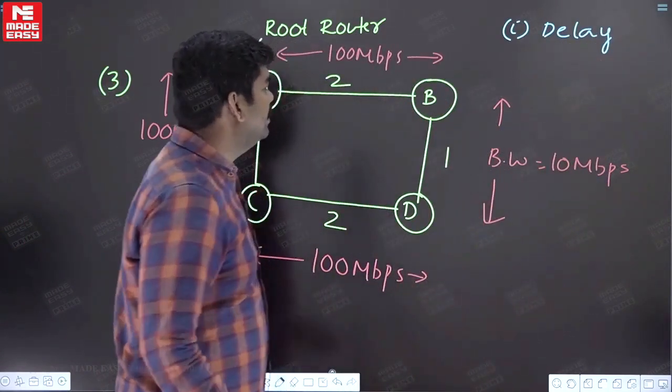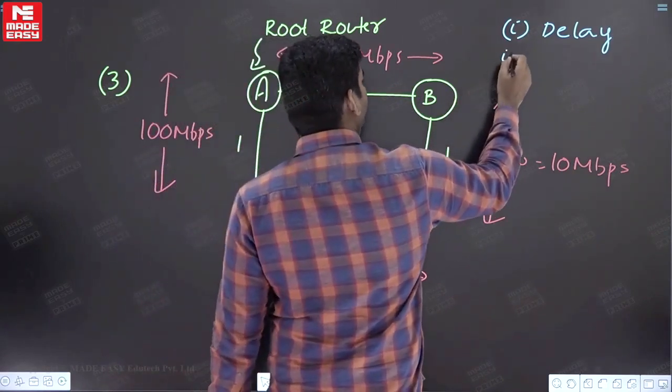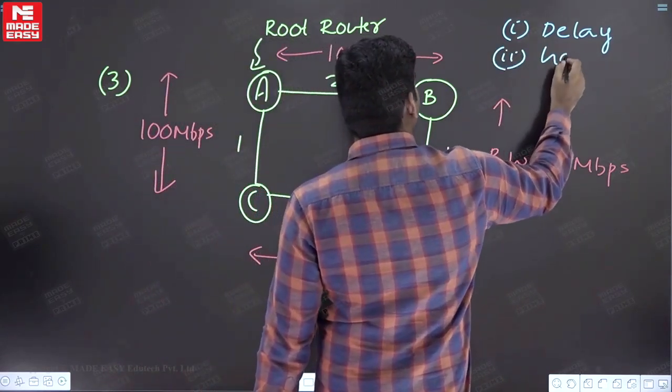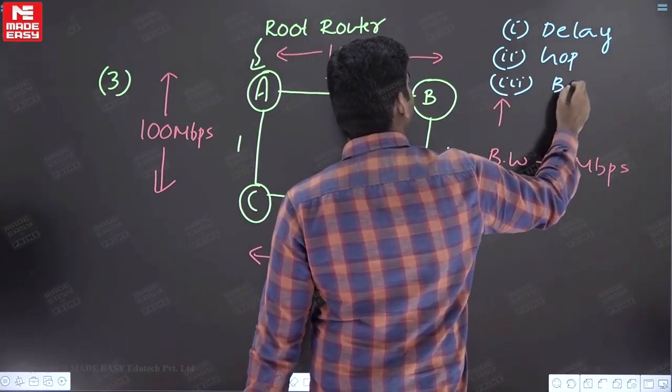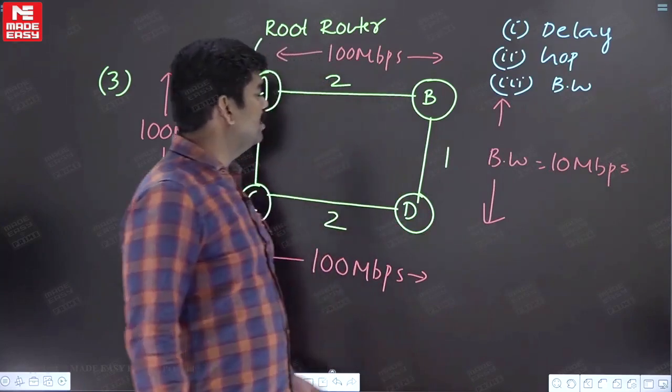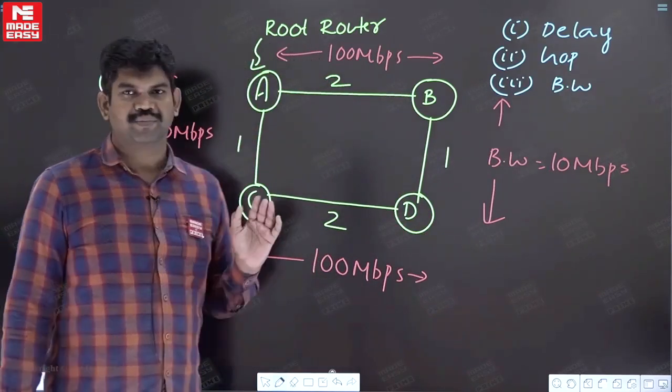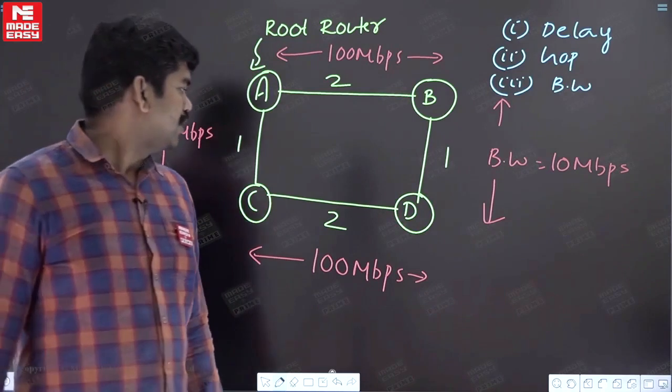First try with a delay. If there is an ambiguity, try with a hop. If you still have ambiguity, then try with bandwidth. So this is the order in which you have to follow for converting this graph into a tree. That is given in the problem. So how can you convert?